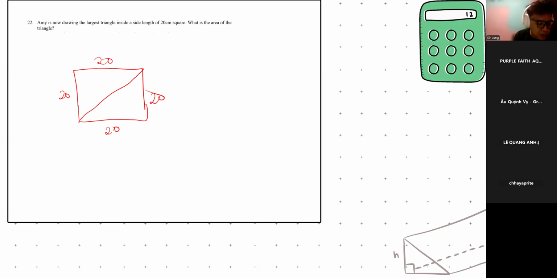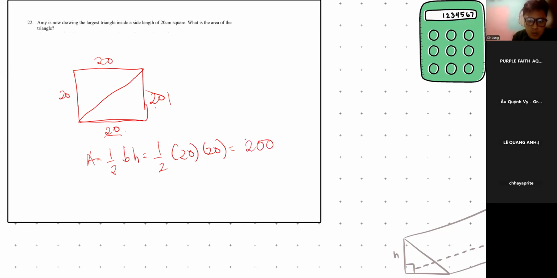Okay, anyway, so to have the largest triangle on a square, you just need to divide it diagonally. So it looks like this. Now we have the base and then the height with values 20 and 20. Okay, so area of the triangle is given by 1/2 BH. So what is the base? That's 20. The height is 20. 1/2 times 20 times 20. That's equal to 400 divided by 2. That's 200. And that should be the answer. Okay?